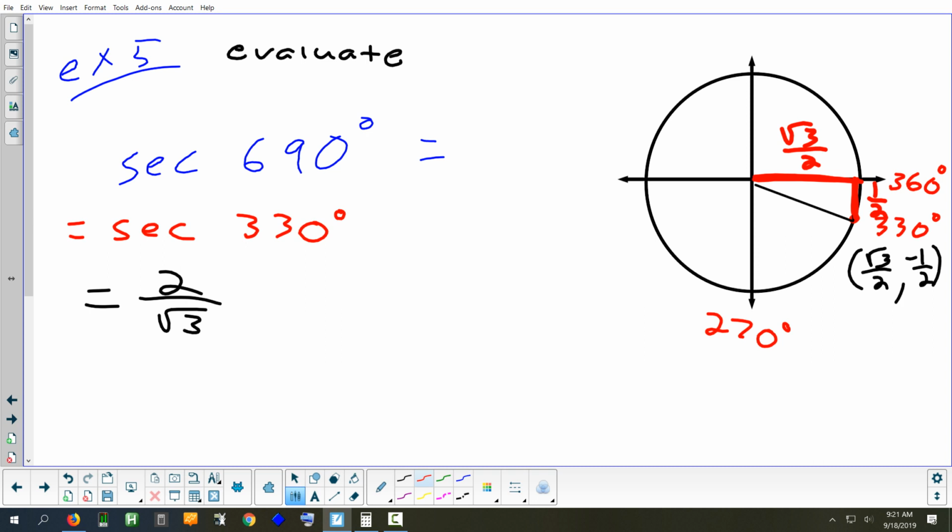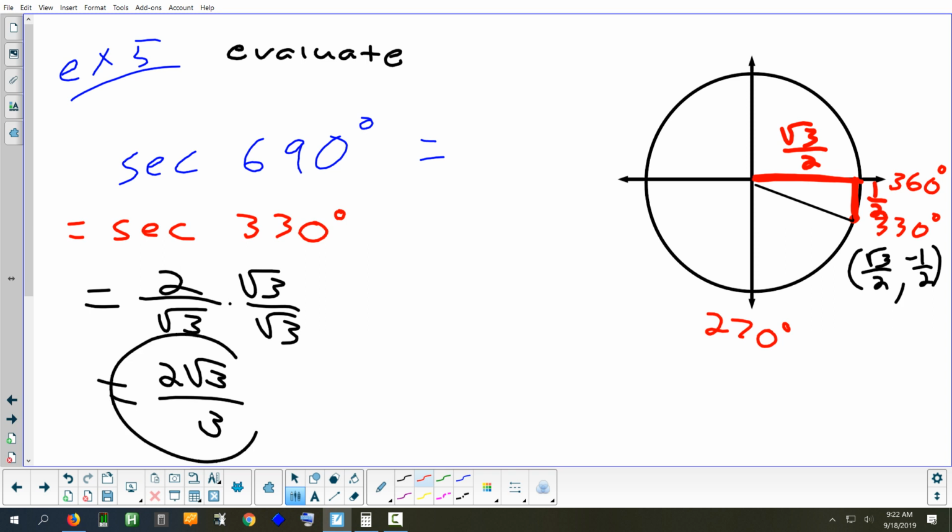Now we got to get the square root out of the bottom. So Gabe, how do I do that? Yep. And for a final answer there, Megan, what do I get? 2 root 3 over 3. Yep. Okay. Any questions on that one?